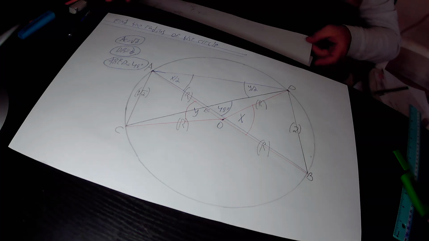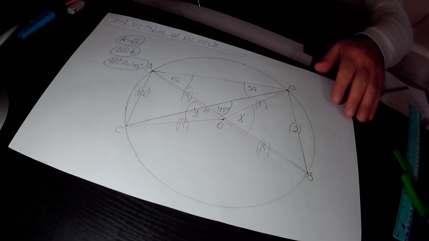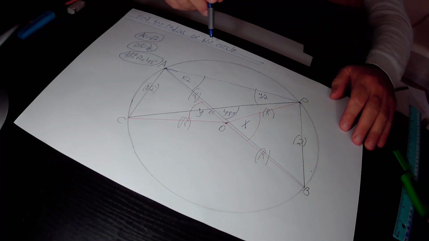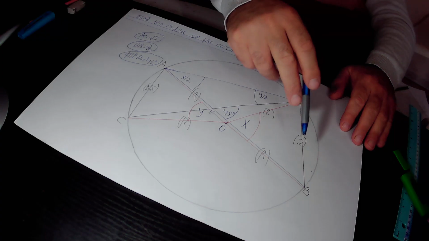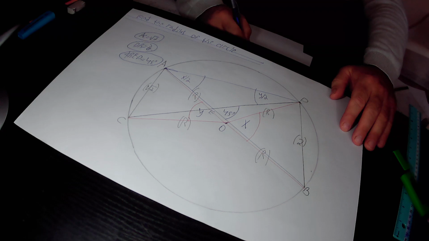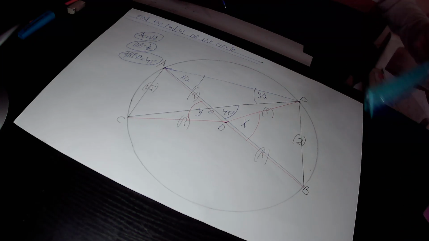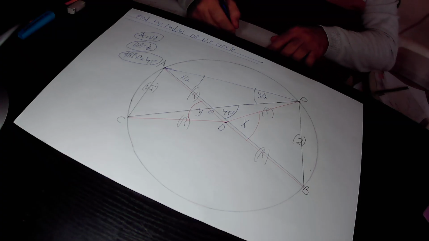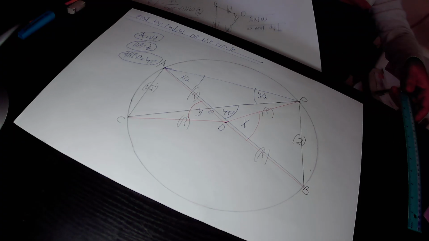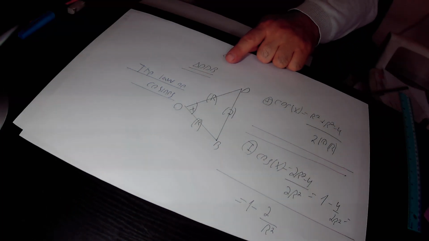In the next step, I copied triangle BOD. This is triangle BOD that I copied from the original drawing, and we implemented the law of cosines in this triangle BOD.